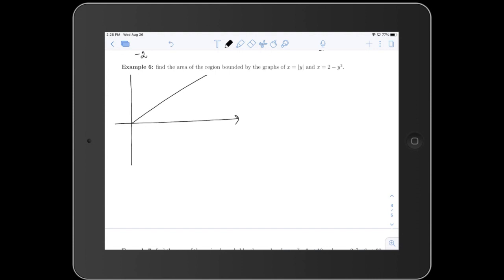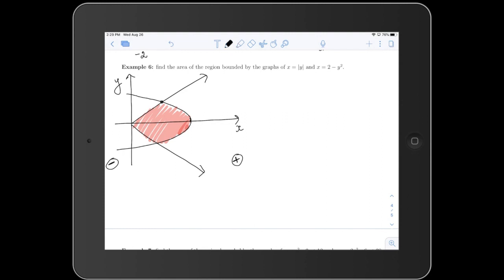Absolute value of y. So here's your V function, right? This is x, this is y, and 2 minus y squared is a parabola that opens down, but it starts at 2 over here, and then it opens down this way. That's your new down, right? Negative direction, this is positive direction. Once again, this area right here is symmetric, but now it's symmetric across the x-axis.